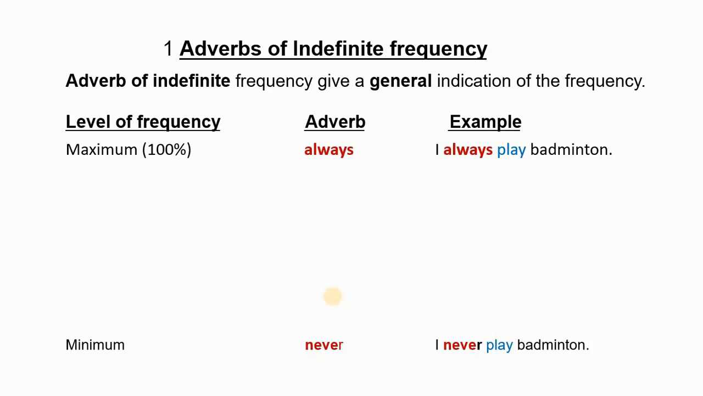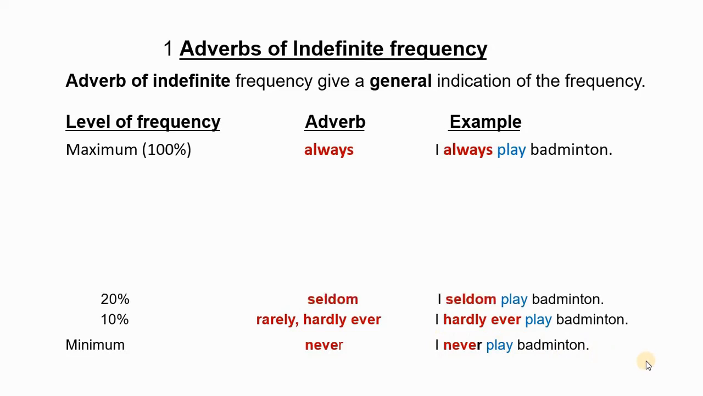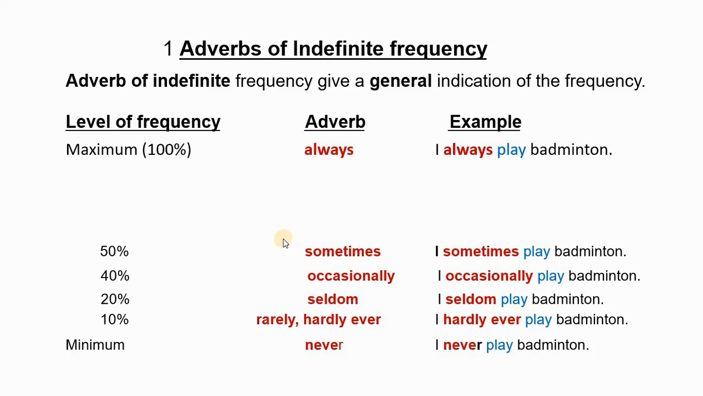For example, slightly more than never, we say rarely or hardly ever. Example: I hardly ever play badminton. Then, slightly more frequent, we say seldom. I seldom play badminton. Then, we say occasionally. I occasionally play badminton. Then, in the middle, at approximately 50%, we say sometimes. I sometimes play badminton.